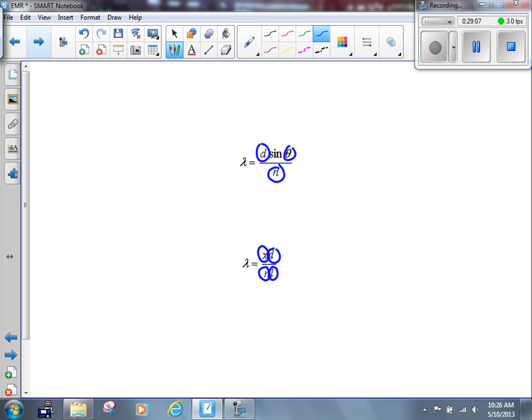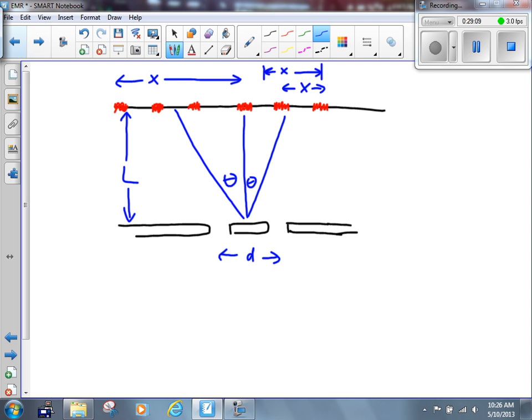N is the difference in the number of maxima that's encompassed by either X or by theta. So for this one up here, we'd make N equal to 1 because we're dealing with the first maximum and the second maximum. 2 minus 1 is 1. This one, we're dealing with the central maximum. We'll call that 0. And the 1, 2, third order maximum, we'll call that 3. 3 minus 0 is 3.